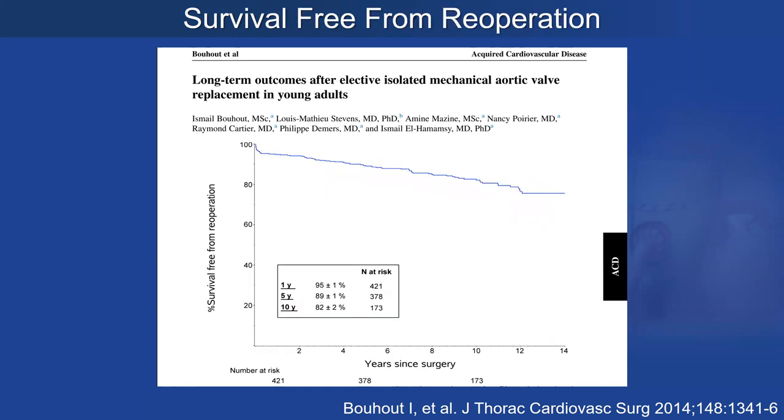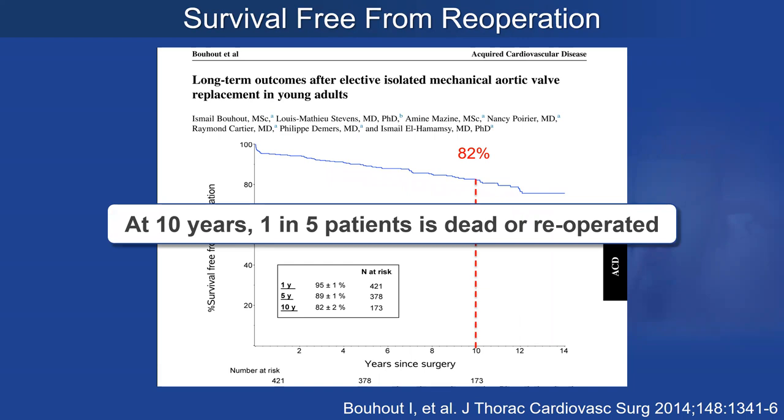And in fact, when we combine reoperation, which is a rare event after a mechanical AVR, but not zero, with mortality, survival free from reoperation was a mere 82% at 10 years. In other words, at 10 years, 1 in 5 patients was either dead or reoperated after surgery for isolated elective mechanical AVR. These were patients in their early 50s with normal ejection fractions and essentially isolated aortic stenosis, just like the case I showed you at the beginning of the presentation.